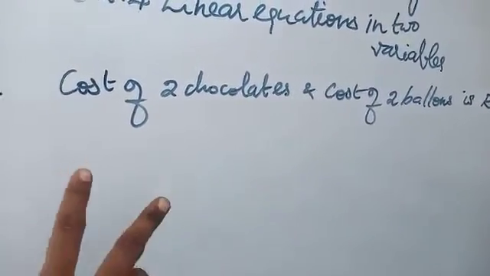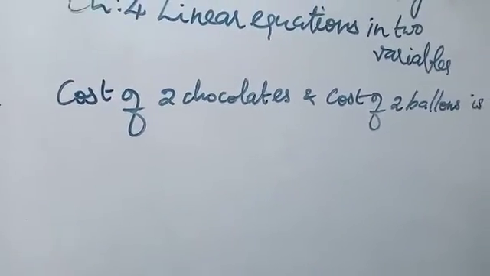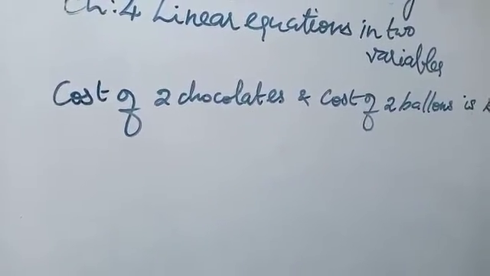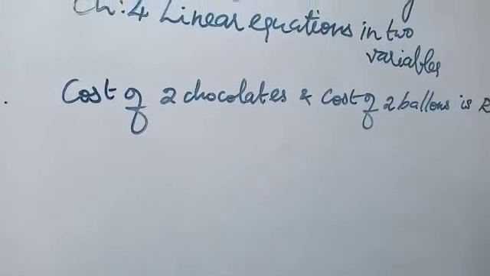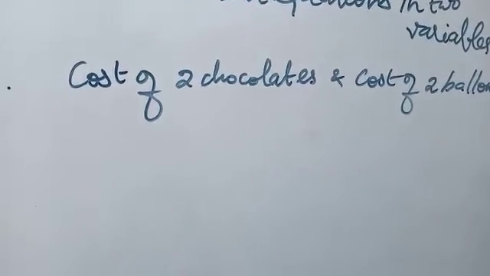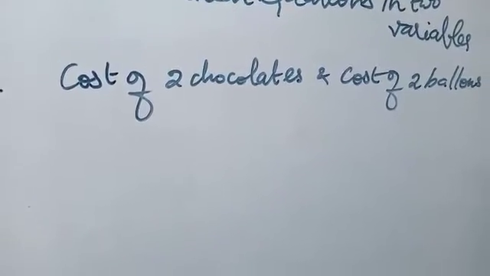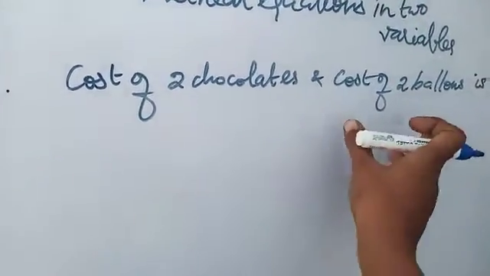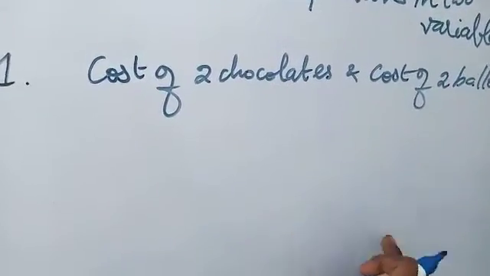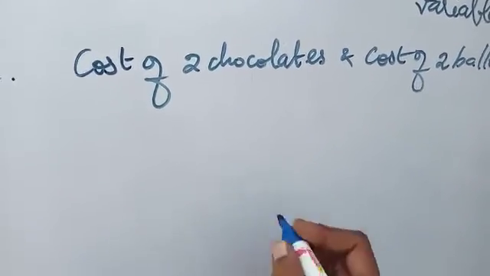Sometimes they will give two situations. Then we will make them into two equations. Finally, the equations will meet in one place, and you will get the x and y value. Now, how can we convert this one into a linear equation? We'll see that one alone now.